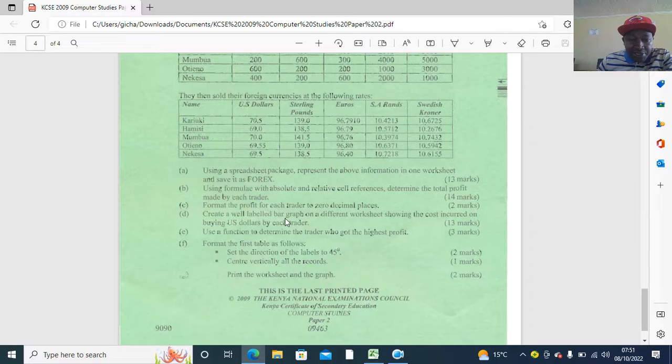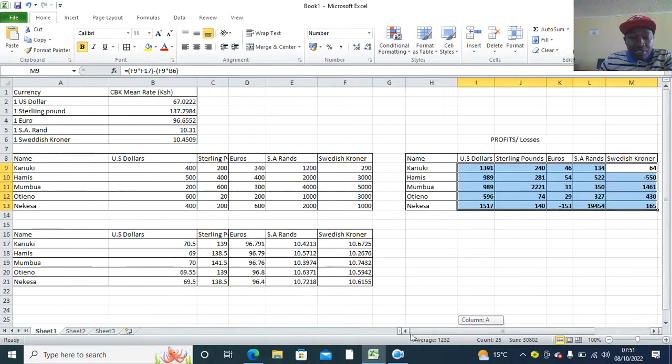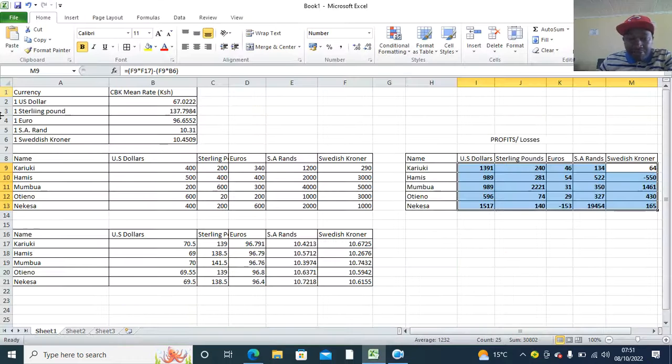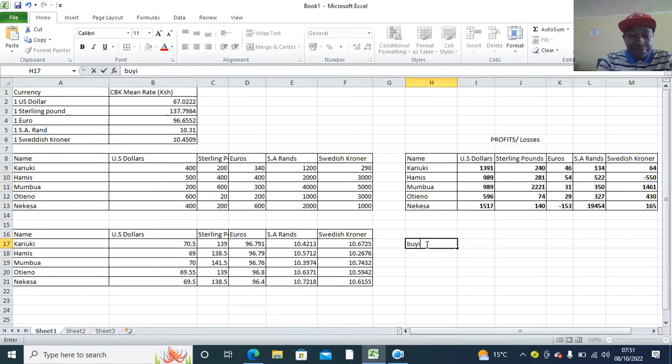Create a well-labeled bar graph on a different worksheet showing the cost incurred on buying US dollars by each trader. That is cost incurred for traders for US dollars. So that is a cost incurred for buying. Let's just go back to the question. This is the currencies bought. So for the buying price incurred for US dollar, you can just come here and type buying price.